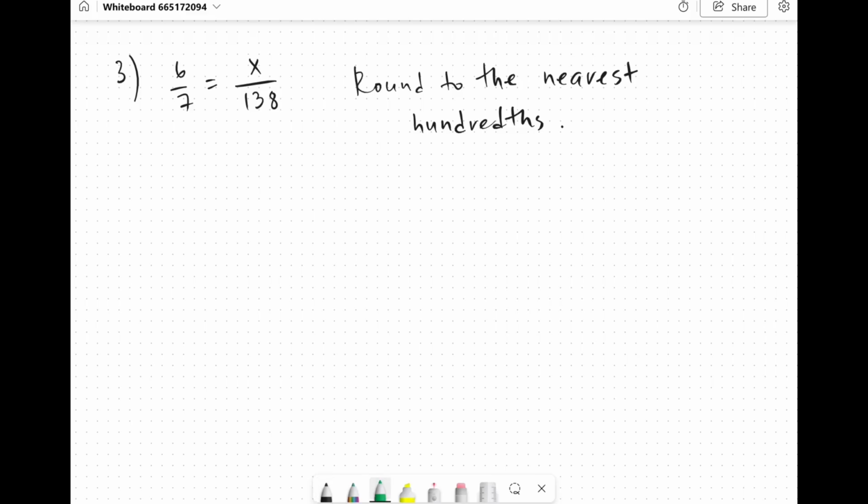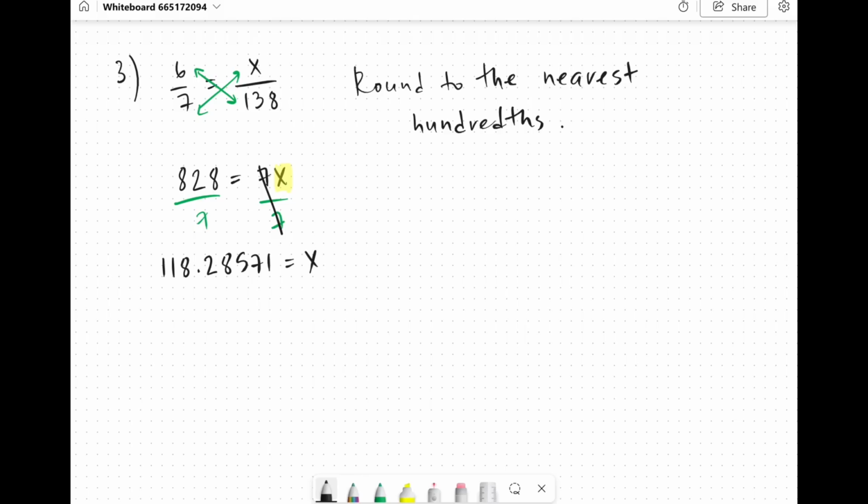We'll start the same exact way. We're going to find our cross products. 6 times 138 is 828. That's your first cross product. And then your second cross product is 7 times x, which is 7x. To get the x by itself, we have to divide both sides by 7. 828 divided by 7 is 118.28571, etc. And then on the right side, we have our x.